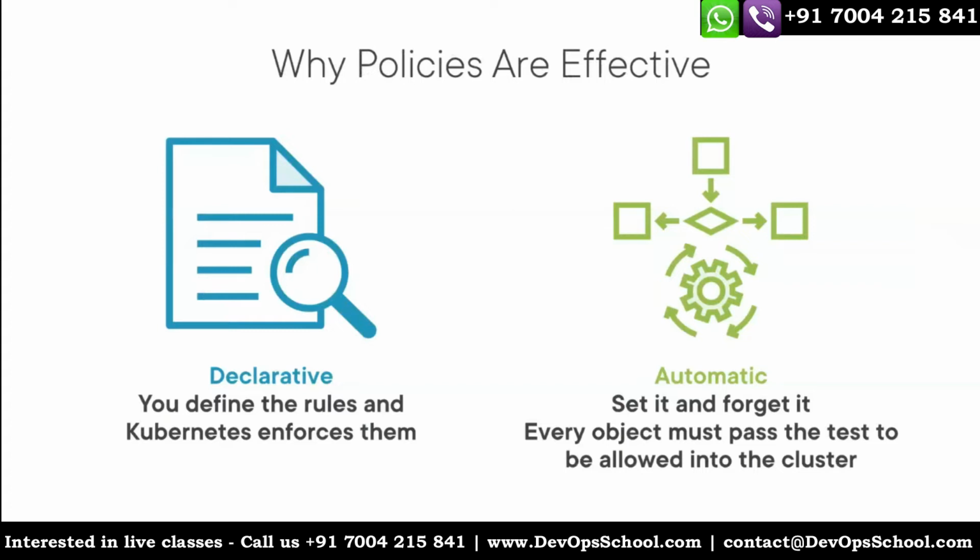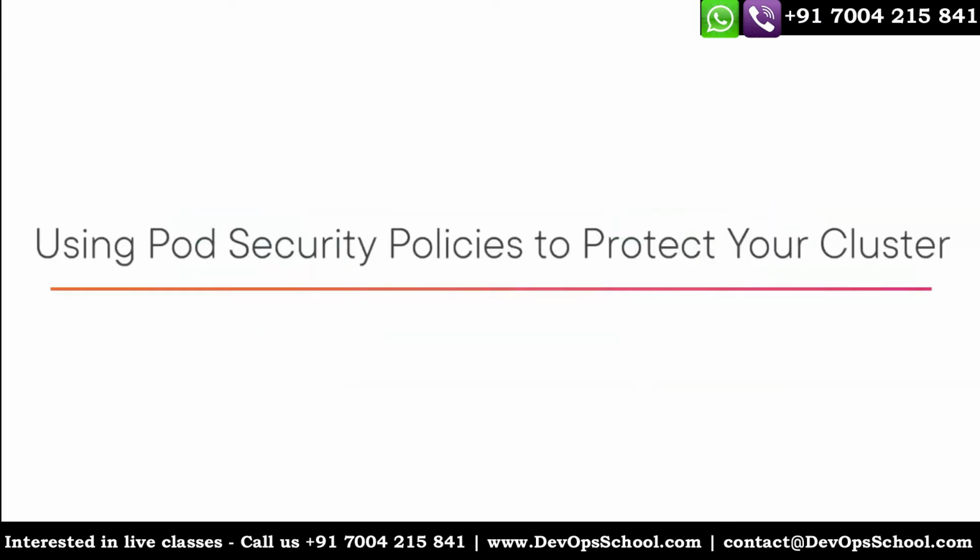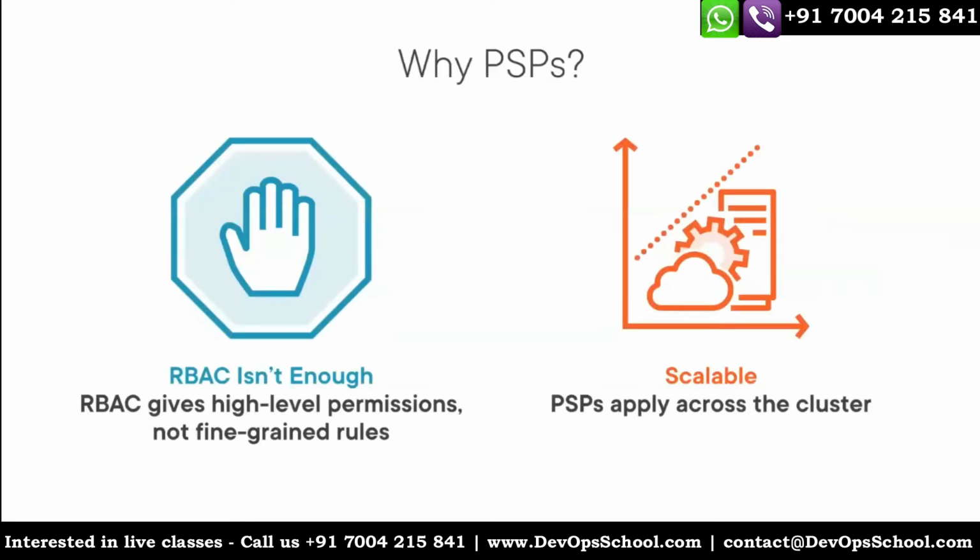primarily we are talking about the pod actually, because no matter what you do, whether you use a bare pod or RC or RS or deployment or daemon set or stateful set or any other way to deploy the pod, ultimately you run the pod, correct? So every object, meaning the pod, must pass the test to be allowed into the cluster. So that is automatic. So use the pod security policy to protect your cluster. RBAC is not enough. For that reason, we are using PSP, which applies across the cluster and is scalable also. RBAC is not enough because it gives high level permissions, not fine-grained rules.